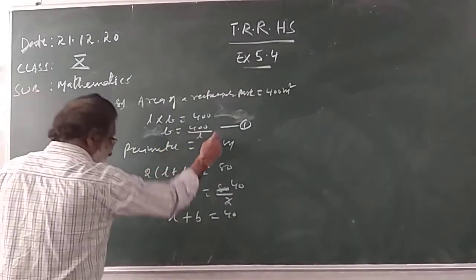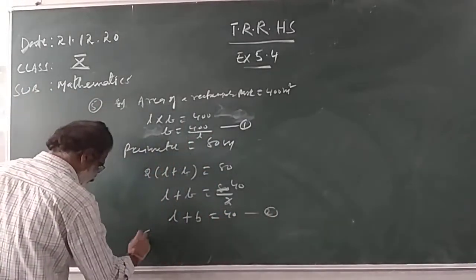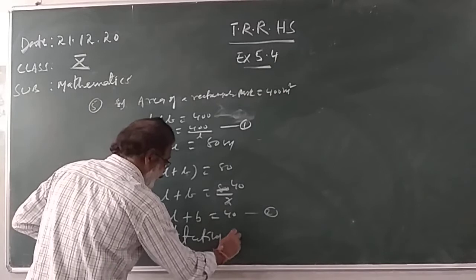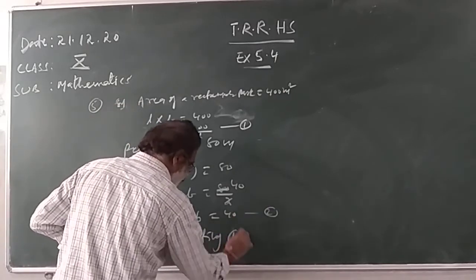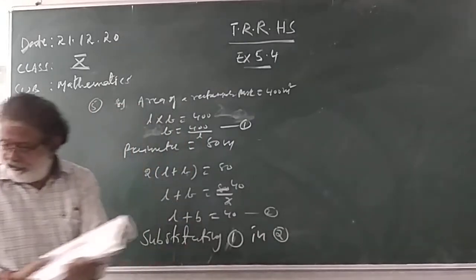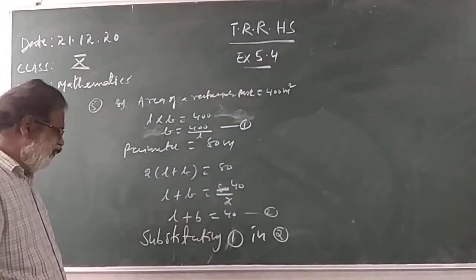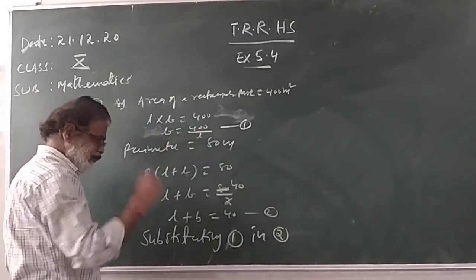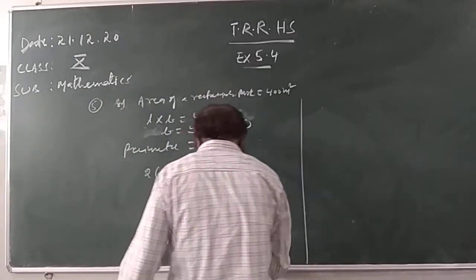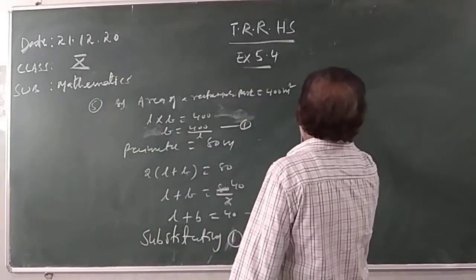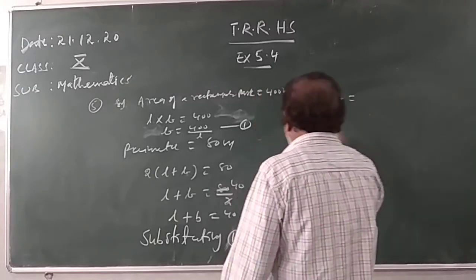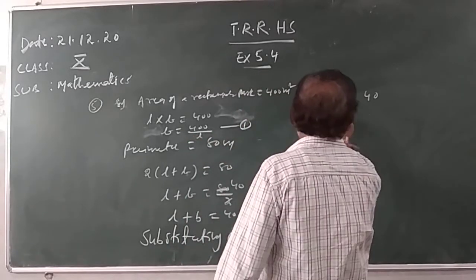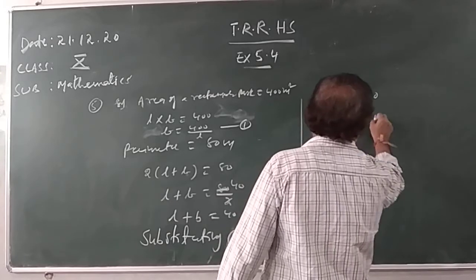So substitute the first equation in the second. Wherever B is there, in the place of B write 400 by L. What is the second equation? L plus B is equal to 40. In this, L plus B, with B equal to 400 by L, is equal to 40.